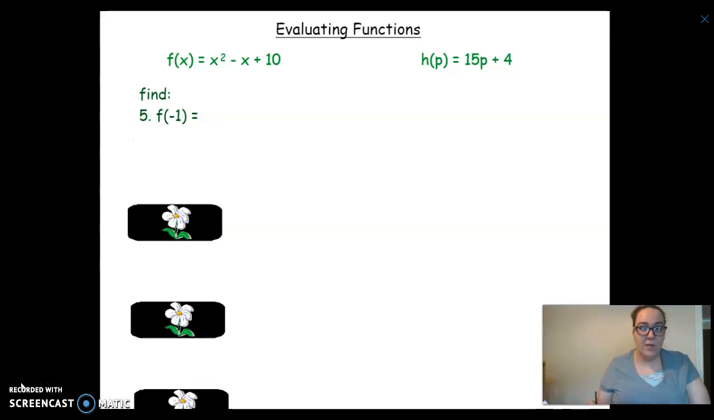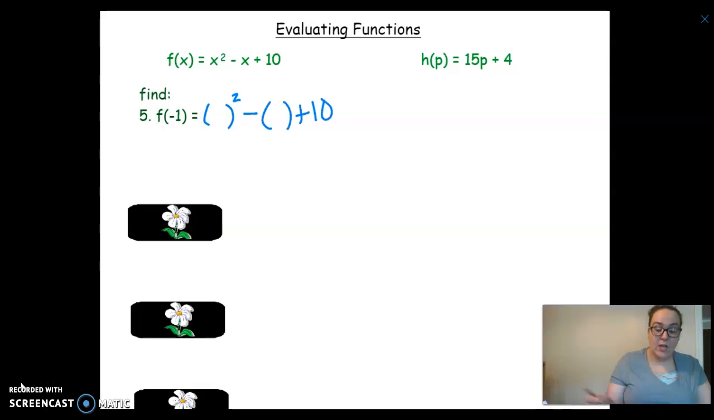The first one we're going to find is f of negative 1. So first I'm going to make sure I go into the right function. I'm doing the f of x function, and the f of x function says x squared minus x plus 10. Notice I'm just kind of leaving a shell. Everywhere there's an x, I'm putting negative 1. That includes here and here.